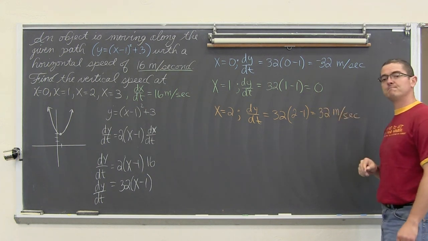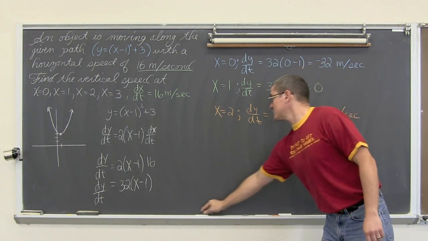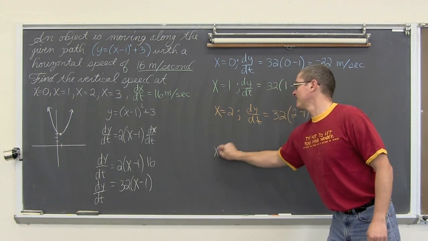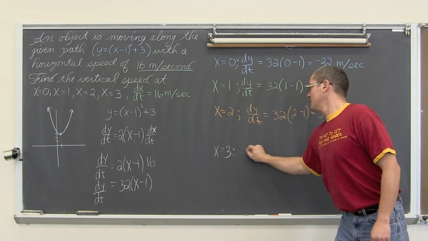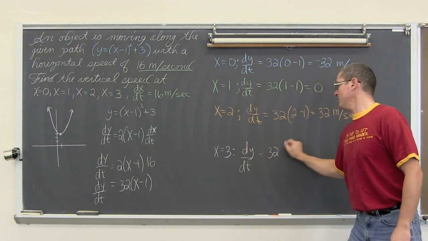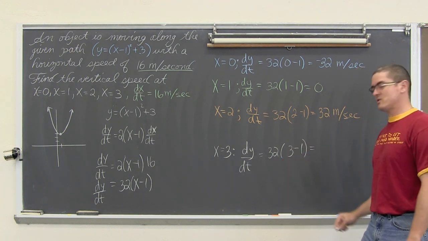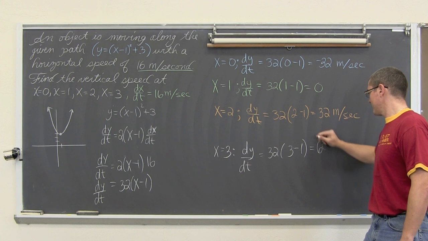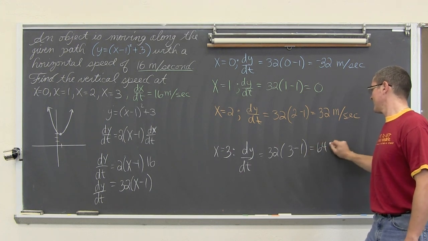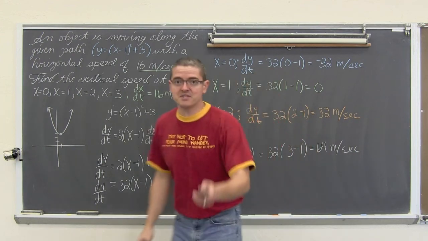And then finally, when we let x equal 3, we have dy over dt is equal to 32 times 3 minus 1, or that's 2 times 32, which is 64 meters per second. And that's the end of our first example.